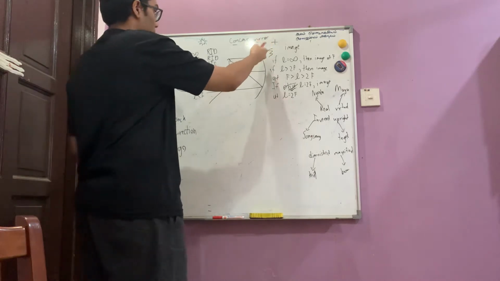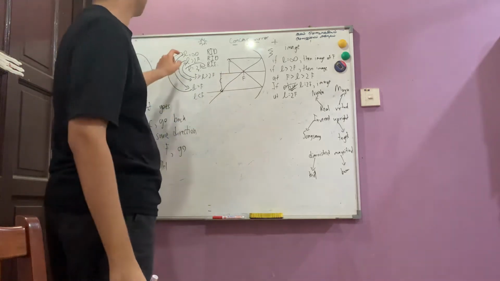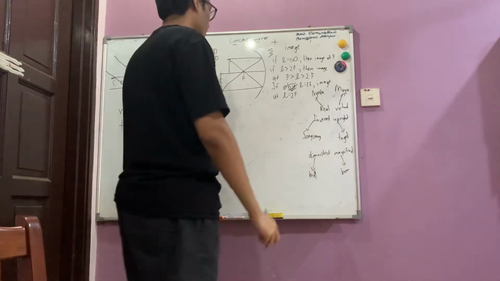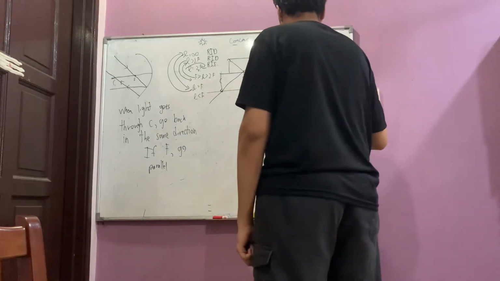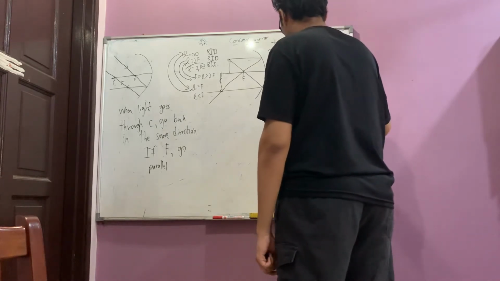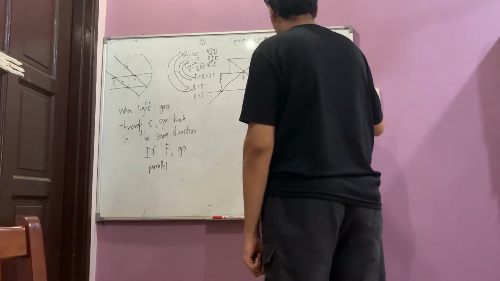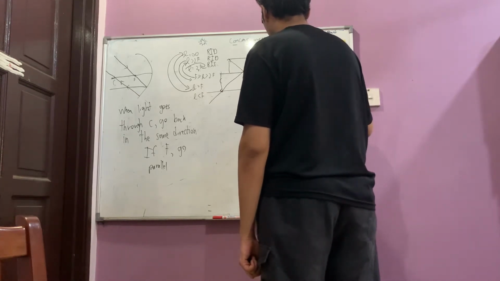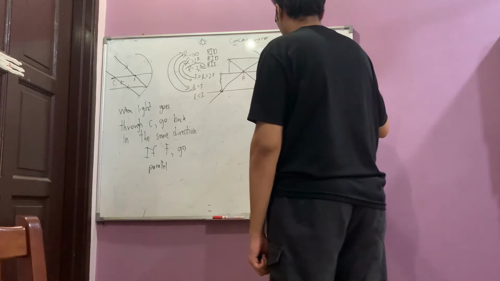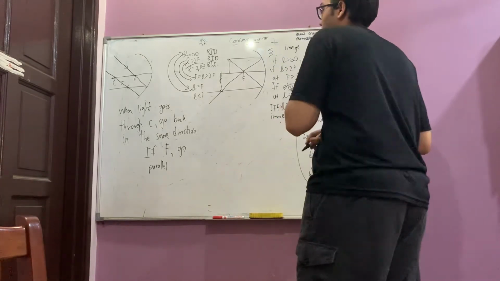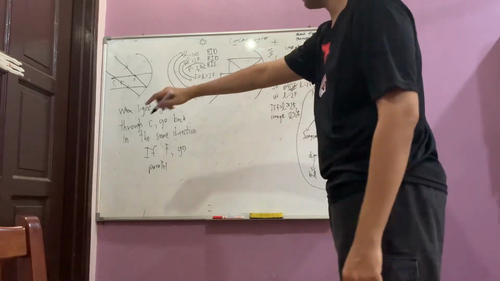When you draw like this, you bring to F, and then your image will be more than C, or 2F. So if the object is at 2F, the image is at 2F, yeah, that's all. Go like this, go like this, go like this. That's all.